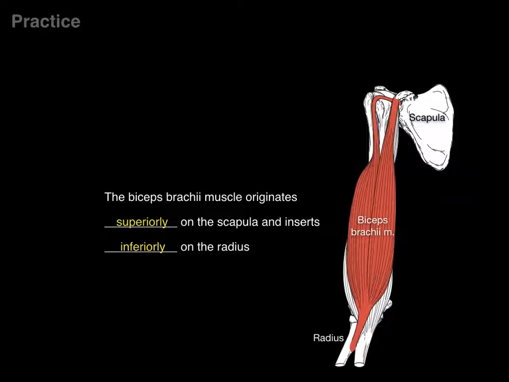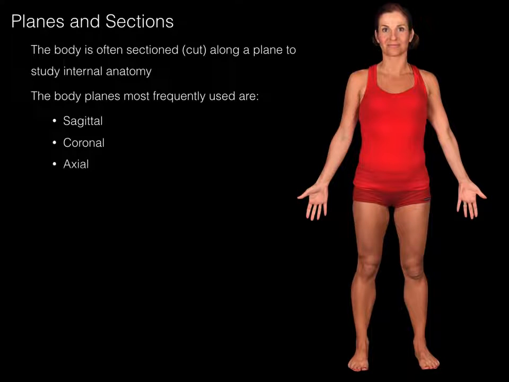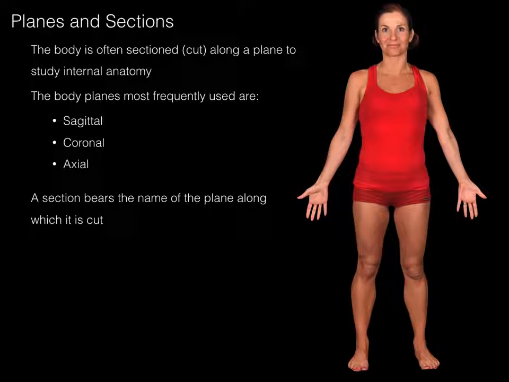inferiorly on the radius. Okay, so now that we've done that, let's now talk about planes and sections, which is how we can better study the internal parts of the anatomy and their relationships, everything inside the body. And so for planes and sections, the body is often sectioned or cut along a plane to study internal anatomy. Now, the body planes most frequently used are as follows: sagittal, coronal, and axial. And so a section bears the name of the plane along which it is cut. So think of a section like you actually cut something, but the plane is actually the imaginary line that you're going to then cut.